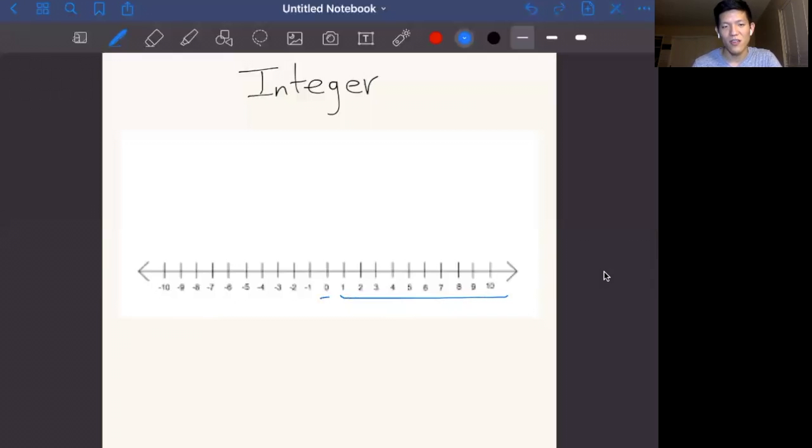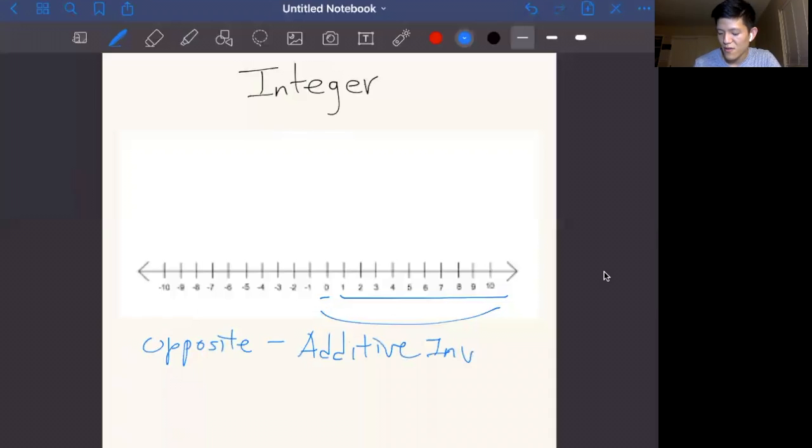Now, what is an integer again? Well, an integer is all these numbers plus all the opposite of these numbers. Or in fancy math terms, we say additive inverse. And it pretty much means opposite, right? So opposite of 0 is 0, but opposite of 1 is -1. Opposite of 2 is -2. Opposite of 3 is -3.